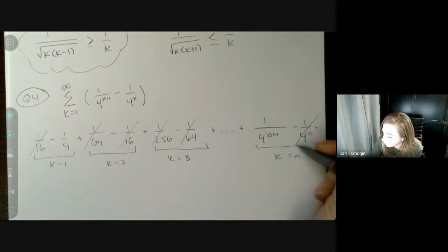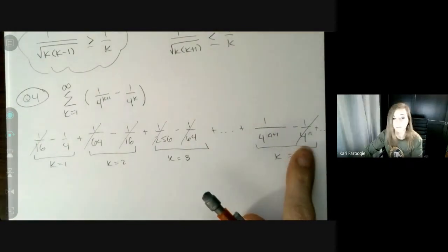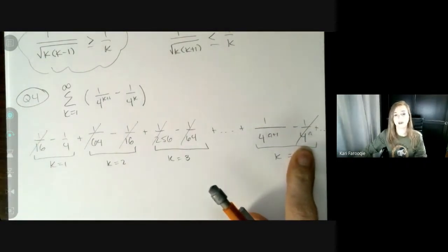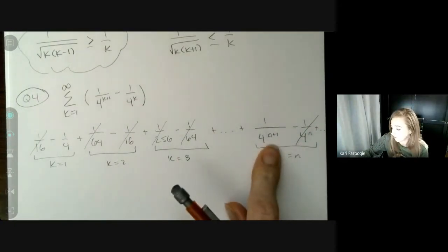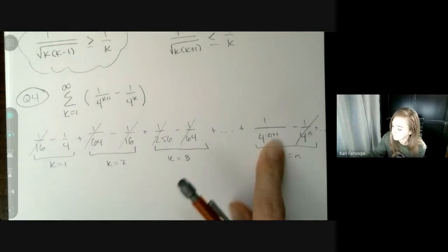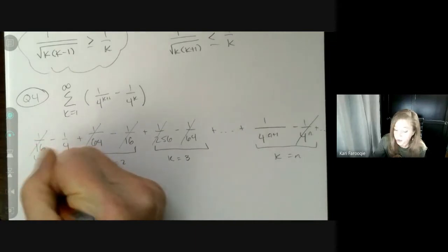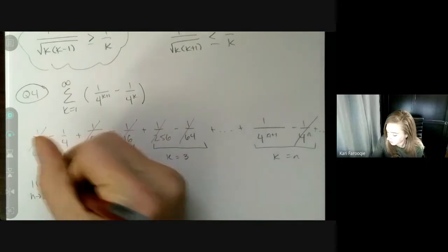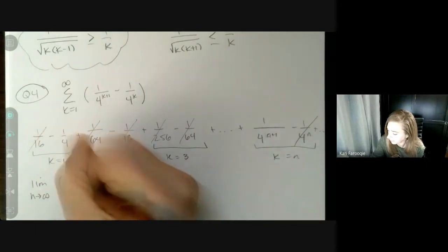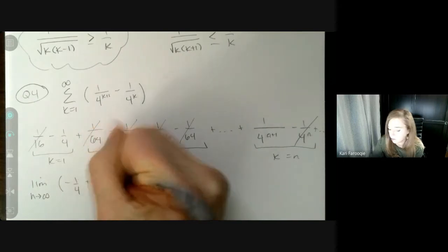But if we cancel these out symmetrically, that last term with the negative 1 over 4 to the n is going to be one that cancels. And then you're still going to have this second to last term of 1 over 4 to the n plus 1. Now you can take the limit as n approaches infinity of the terms that remain. So you would have negative 1/4 and then plus 1/4 to the n plus 1.